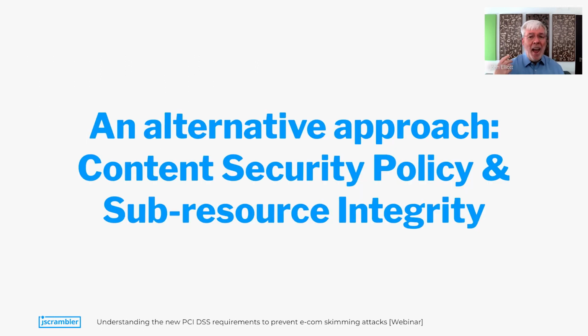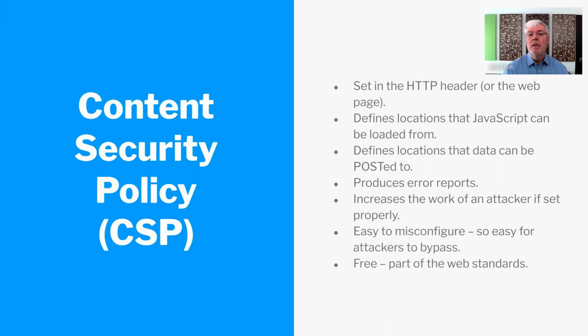Now, you don't actually have to buy any products to comply with these two new requirements in PCI DSS. The way the requirements are written, and this was intentional, they can be mostly fulfilled by using two of the built-in primitives of the web, which are content security policy and sub-resource integrity. Firstly then, content security policy, or CSP. That's a set of directives that are typically set in the HTTP header, but they could also be set in the web page itself. What CSP does is it defines the locations that JavaScript can be loaded from and also specifies the locations where data can be posted.